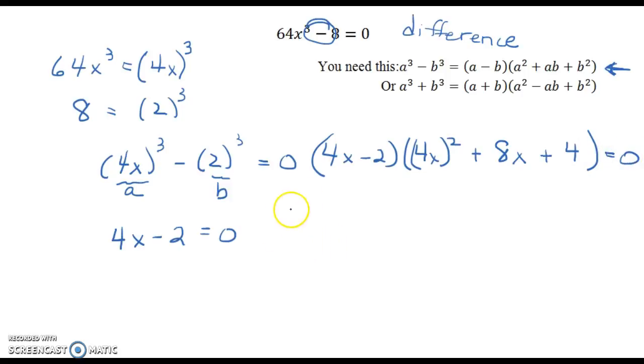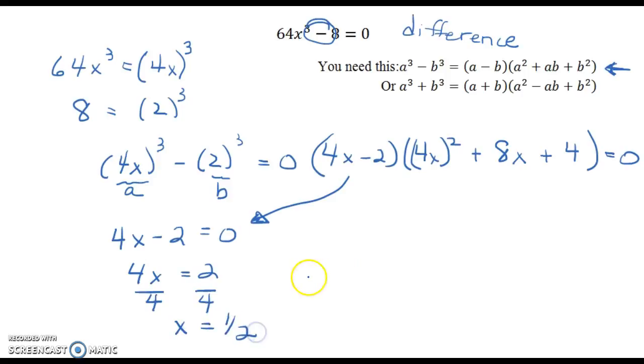Okay? So now I can split those things up into two pieces. And let's just work with the 4x minus 2. So this piece comes down here. Hope I'm not confusing you guys too much. So 4x minus 2 equals 0. 4x equals 2. Divide by 4. So x equals 1/2. And there's one of my two roots, one of my three roots, because this is a cubic.